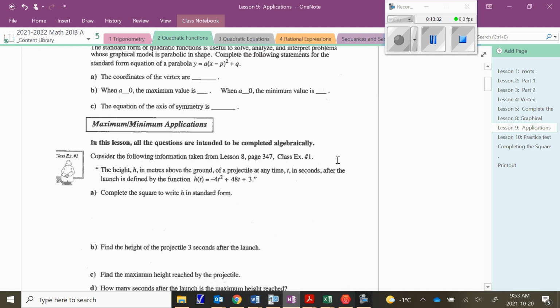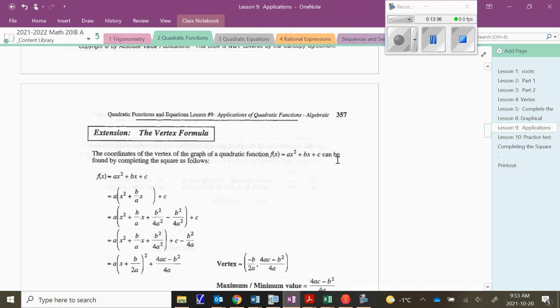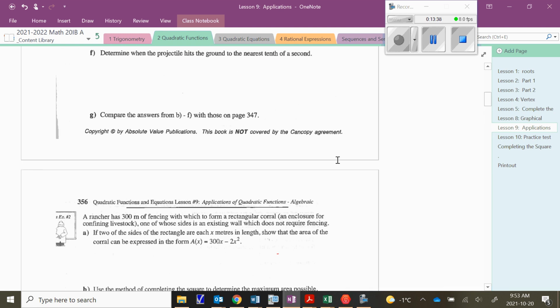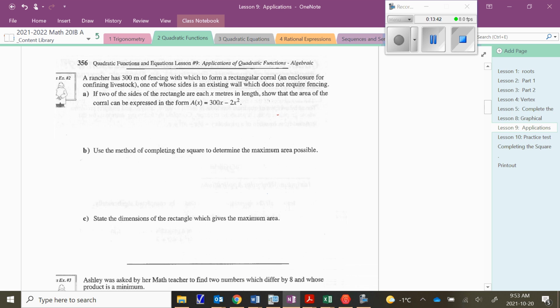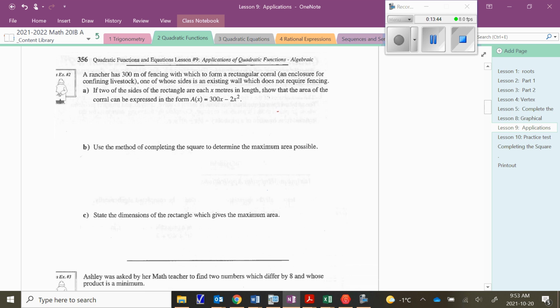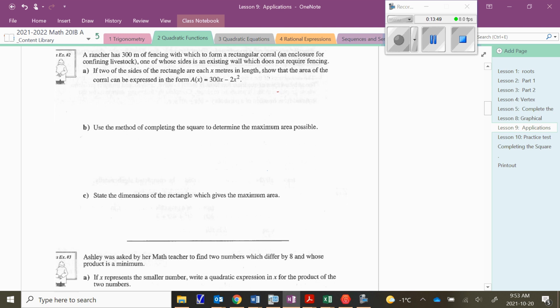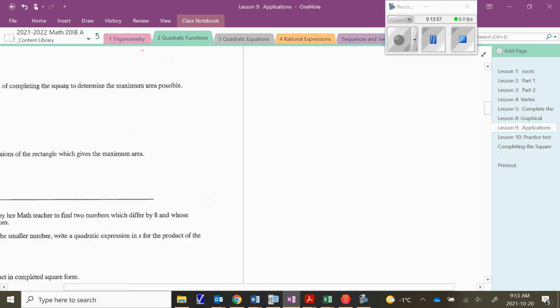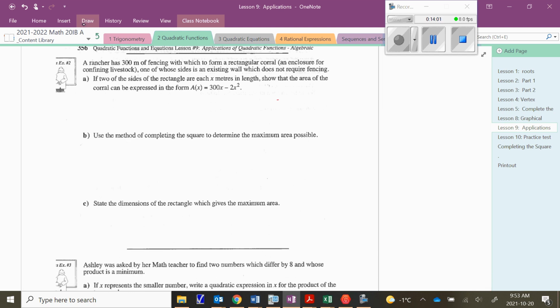So we can do that looking at page 356, right? Class example number 2 is an area problem. So in this particular case, we have a rancher that has 300 meters of fencing in which to form a rectangular corral. And we know that one side is going to be an existing wall. So a diagram is always going to be helpful in this particular case.